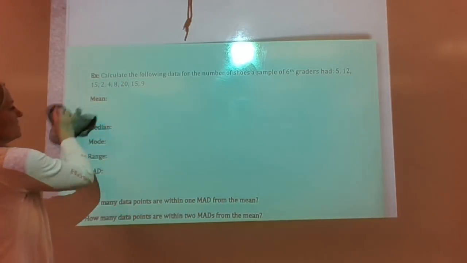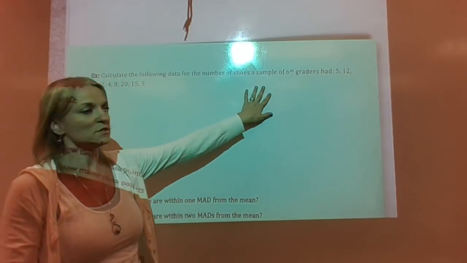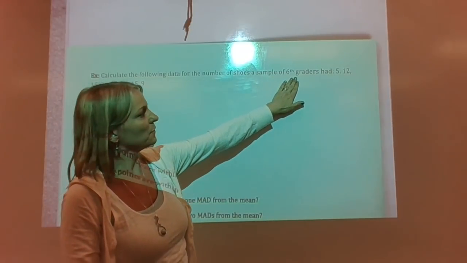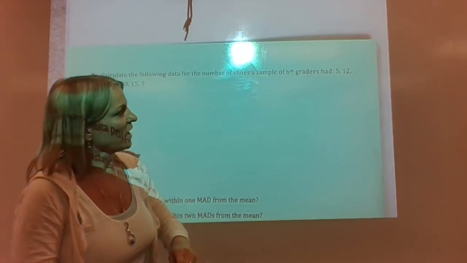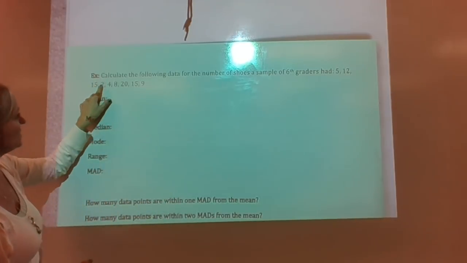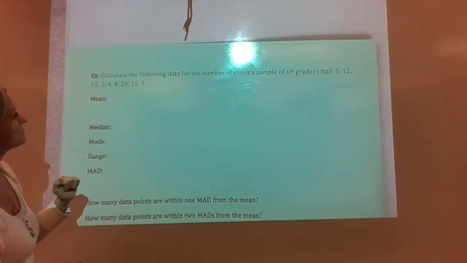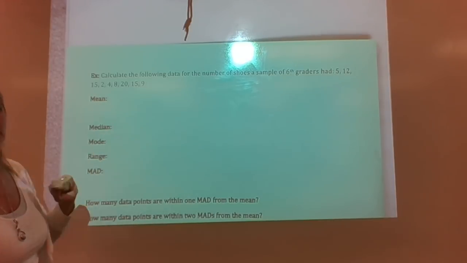So we're going to start with just a simple data set, and we're going to do some calculations. So we have calculate the following data for the number of shoes for a sample of 6th graders. So we have 5, 12, 15, 2, 4, 8, 20, 15, and 9. Those are our numbers. Okay, first thing we want to do is find the mean.